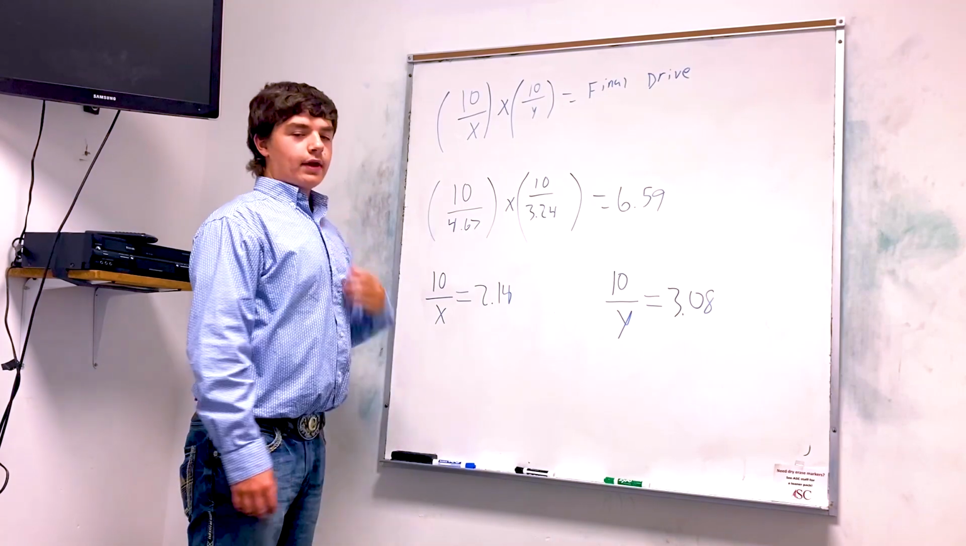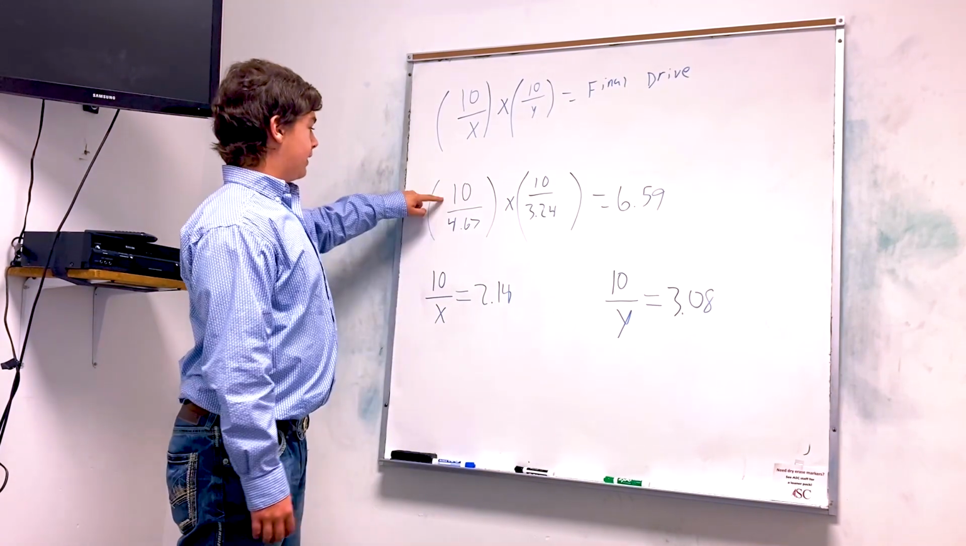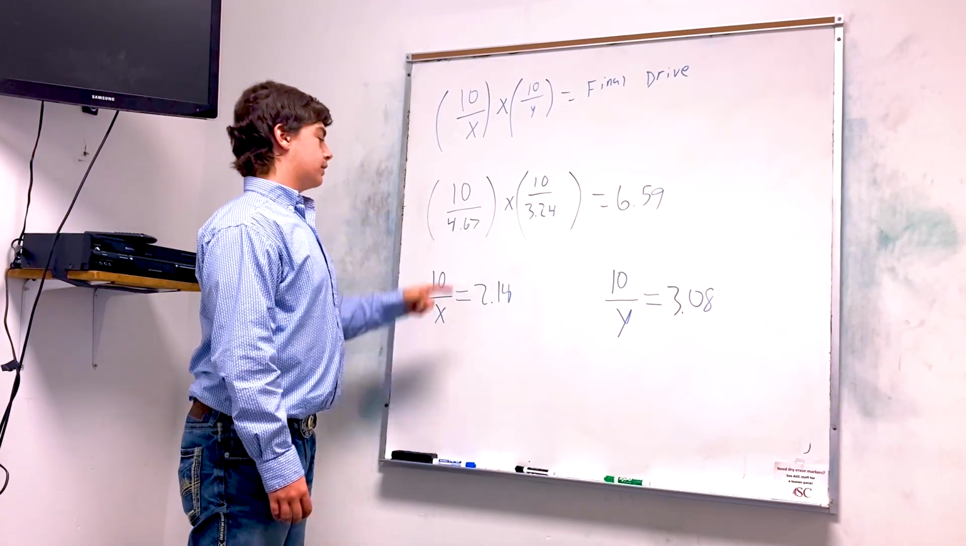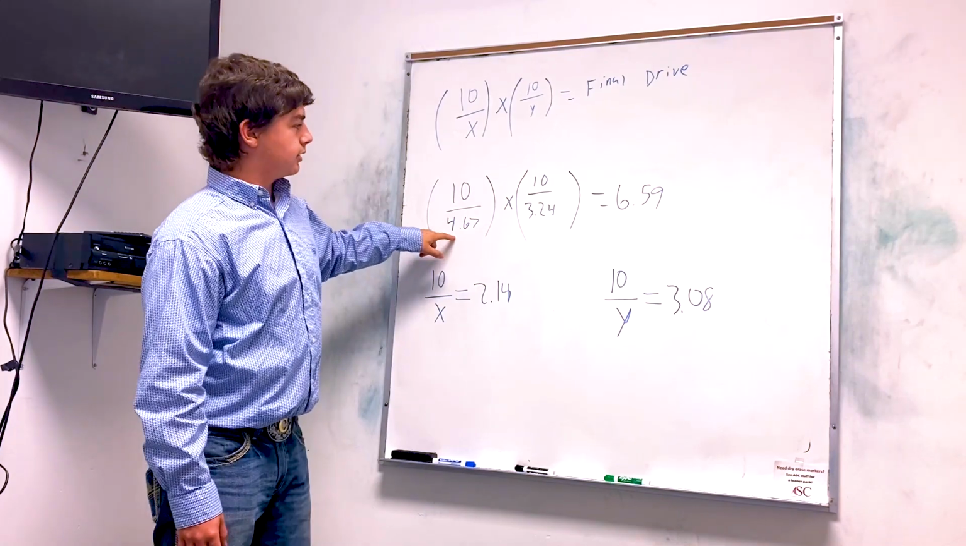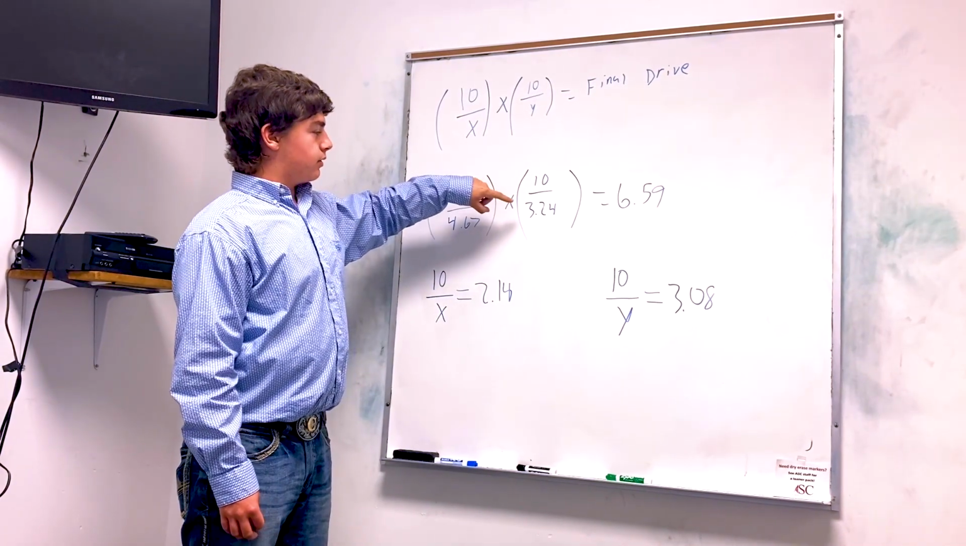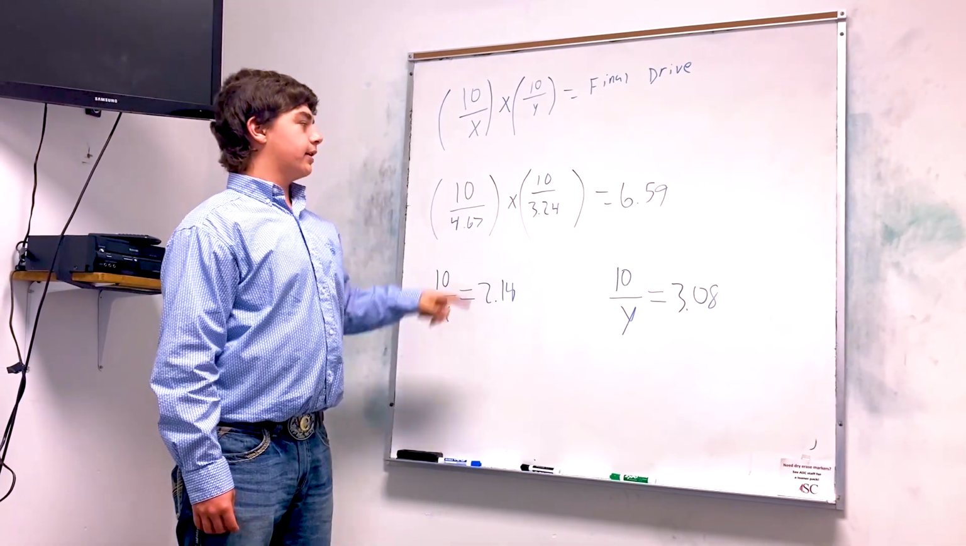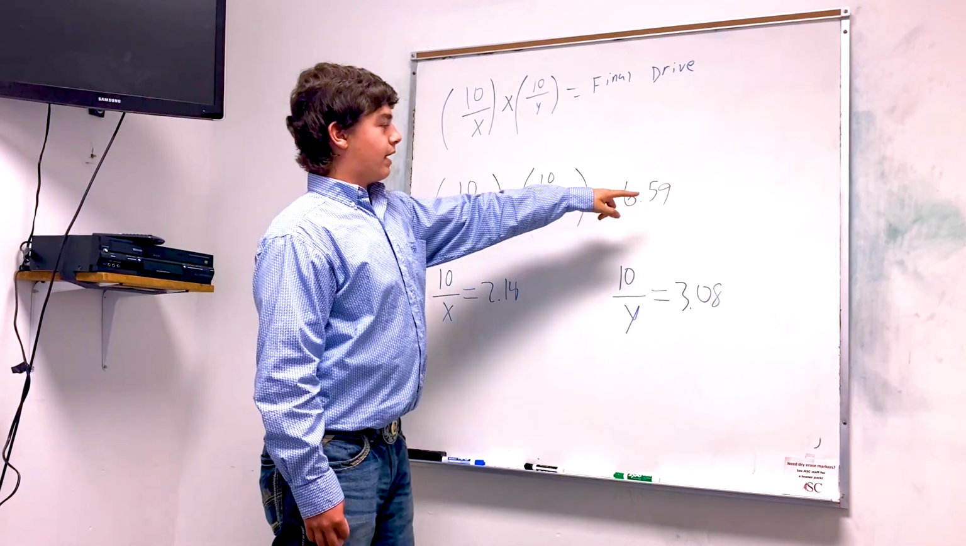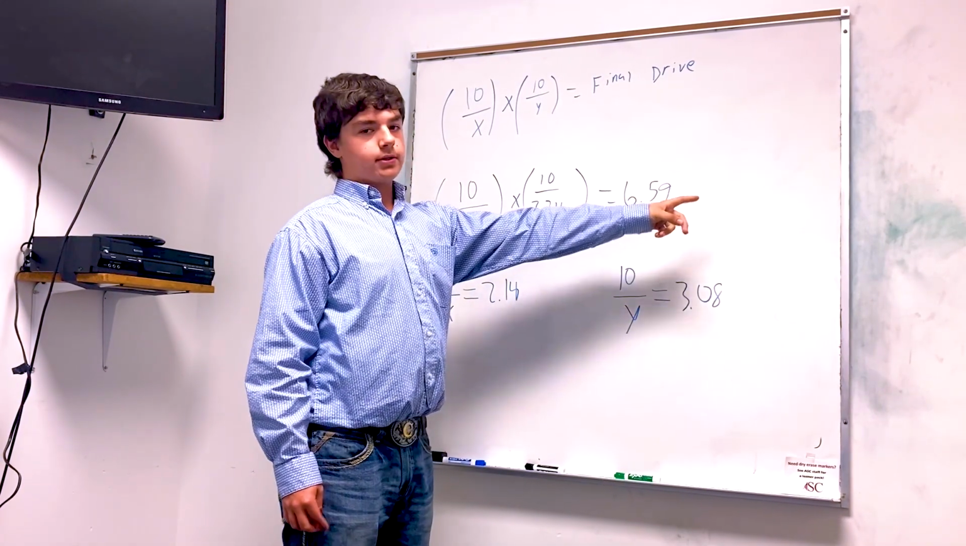So if you have all the values for my race car, it'd be 10 over 4.67, which is the output of my transmission revolutions, times 10 over 3.24, which is the output of my rear end gear, equals 6.59, which is the final drive ratio of my race car.